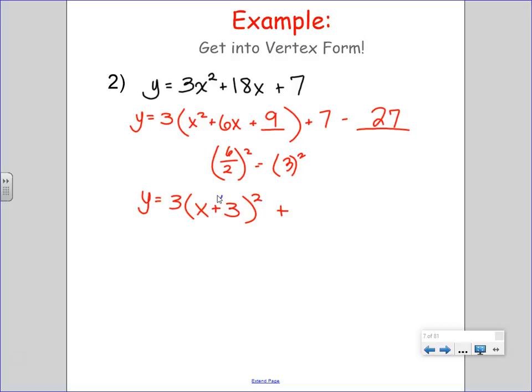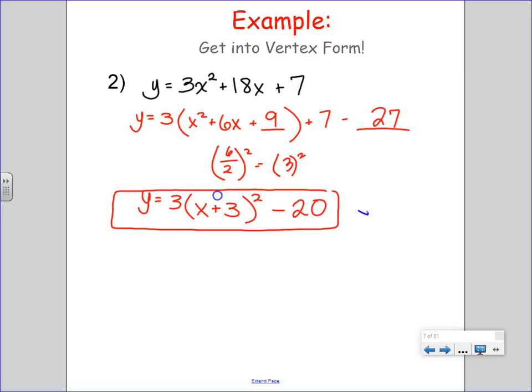If you want to check me, x plus 3 times x plus 3 is x squared plus 6x plus 9. That's right. And what's 7 minus 27? Plus a negative or minus 17. Oh, yeah. See it? Don't worry. The higher you go, the harder the easy stuff becomes. And the vertex form is y equals a times x minus h squared plus k.